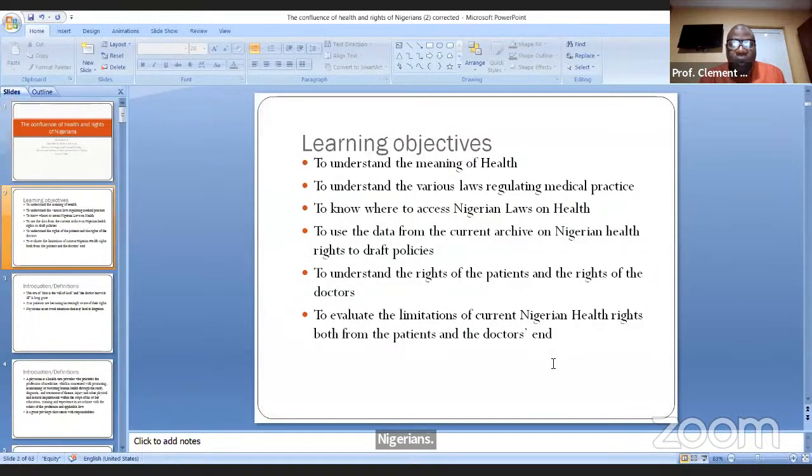Okay. All right. So our learning objectives: 1, to understand the meaning of health. 2, we shall also look at various laws that regulate medical practice, to know where to access these laws, to use the data from the current archives on Nigeria health rights to draft policies, to understand the rights of the patients and also the rights of the doctors. Lastly, we shall be looking at the limitations of the current Nigeria health rights, both from the patients' and the doctors' angle.